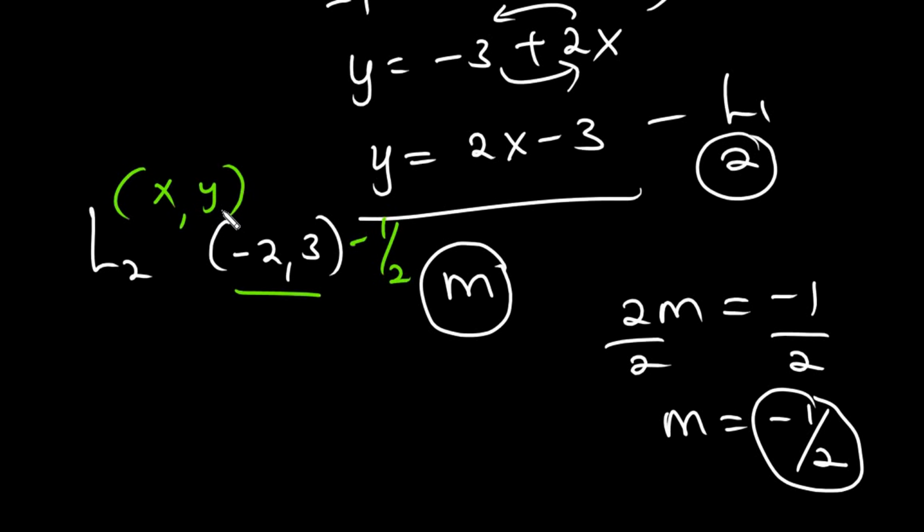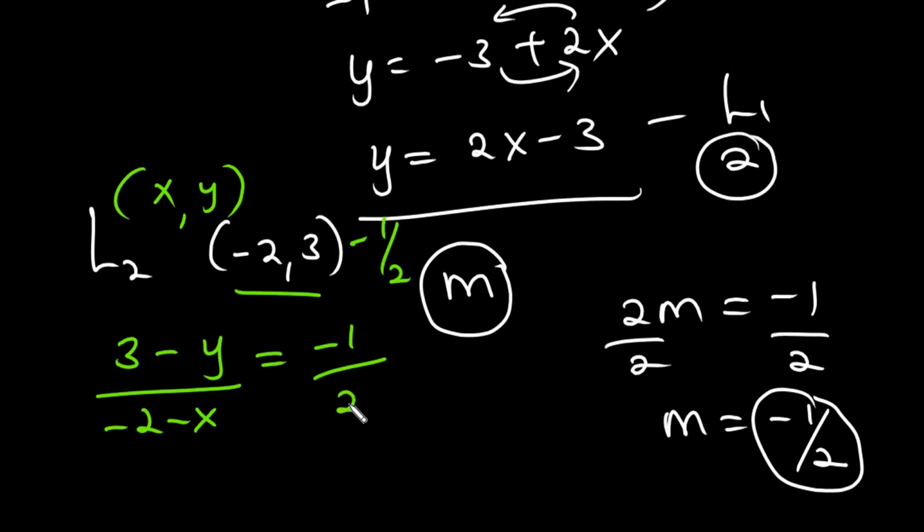Then we try to get the gradient of this line using this point that we don't know and this point that we already know, and then we equate it to the gradient. So this is going to be 3 minus y, that is the change in y, divided by -2 minus x, that is the change in x. This should give us the gradient, which is -1/2.